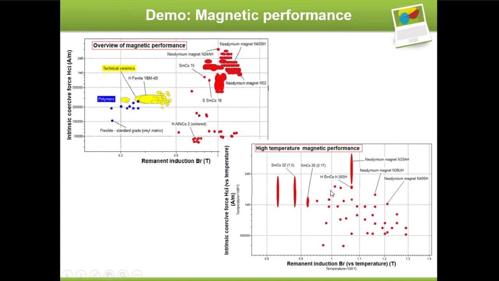So at 100 degrees, for example, we no longer have polymer or ceramic options here, but it will be the neodymium magnets that dominate. For example, this neodymium here, N40SH, is a good one, has both good values for the remanence and for the coercive force.